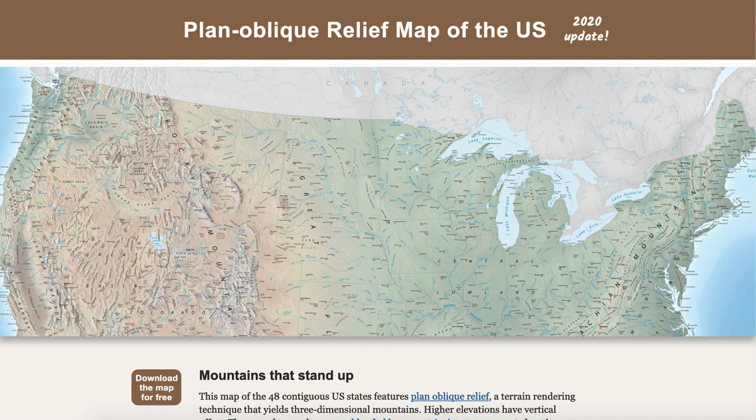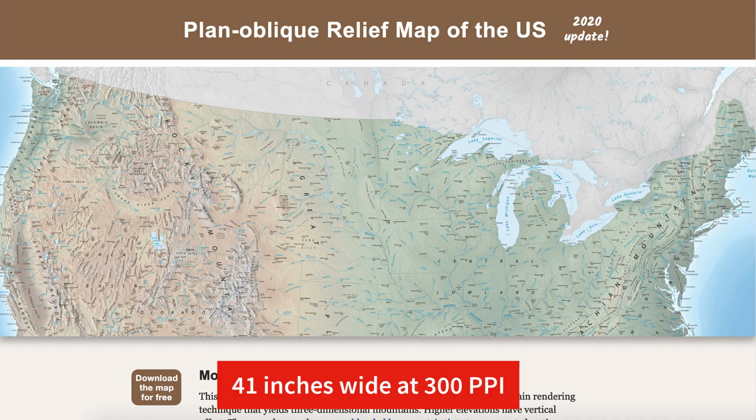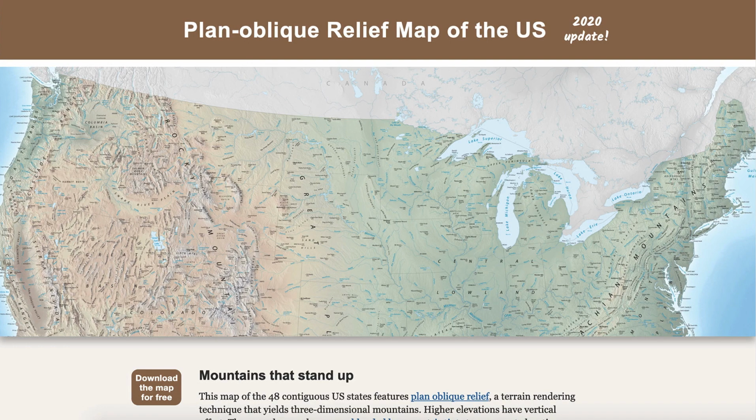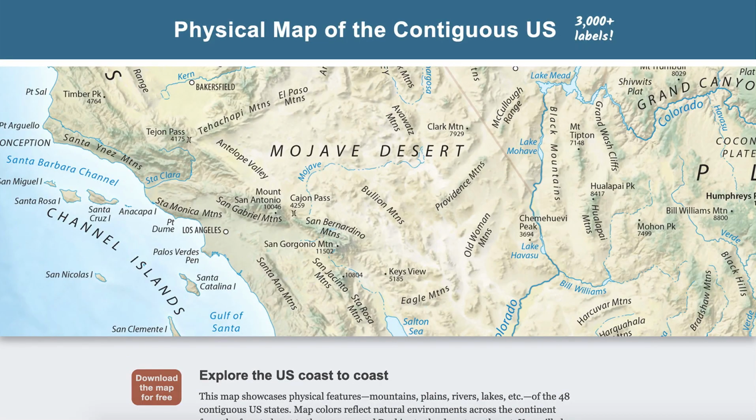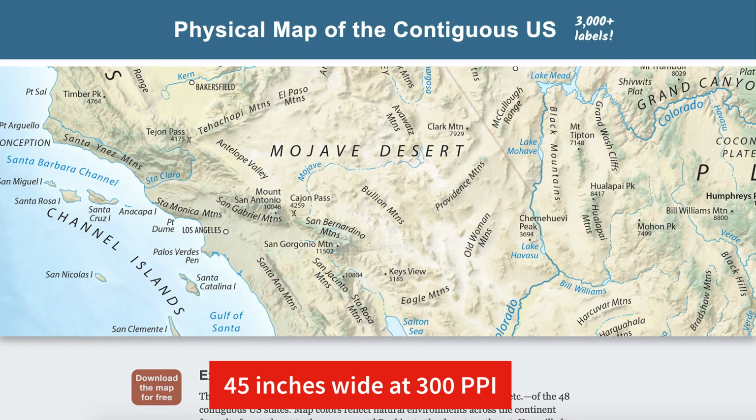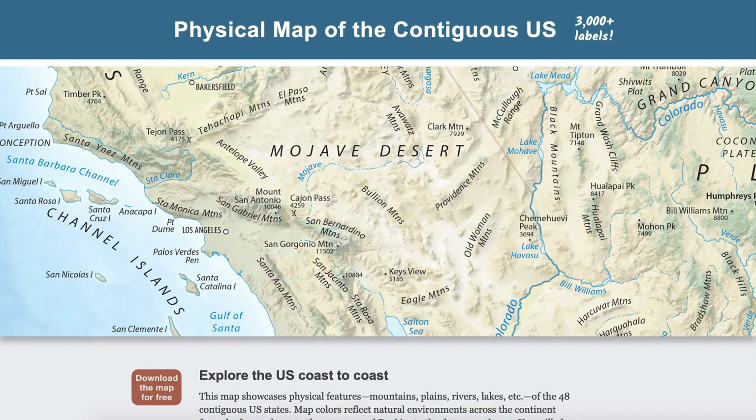Plan Oblique Relief Map of the U.S. This map is 41 inches wide at 300 ppi. In my opinion, this is the best-looking shaded relief of the U.S., but it's not a geotiff, so you can't use it in QGIS. Physical Map of the Contiguous U.S. This map is 45 inches wide at 300 ppi. It's a geotiff, so it works in QGIS.